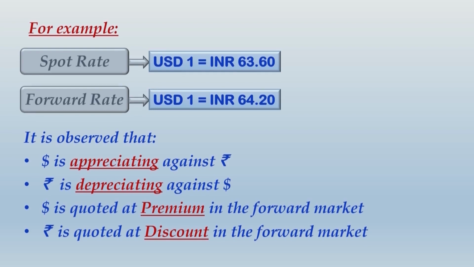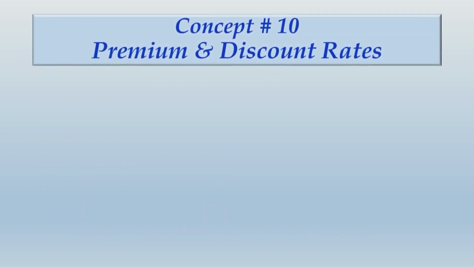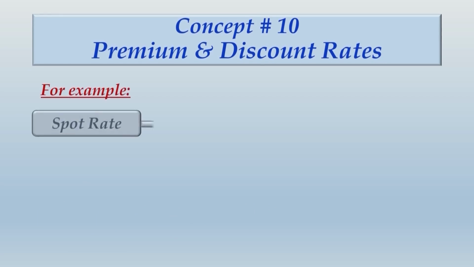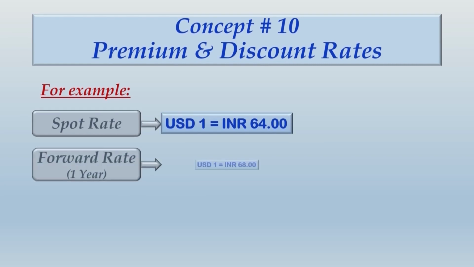Alright friends, let us move ahead and deal with the connecting concept, that is concept number 10, premium and discount rates. Let us again begin with an example. Spot rate is given as USD 1 equals INR 64 and forward rate for 1 year is given as USD 1 equals INR 68. Let us see what we observe from this.